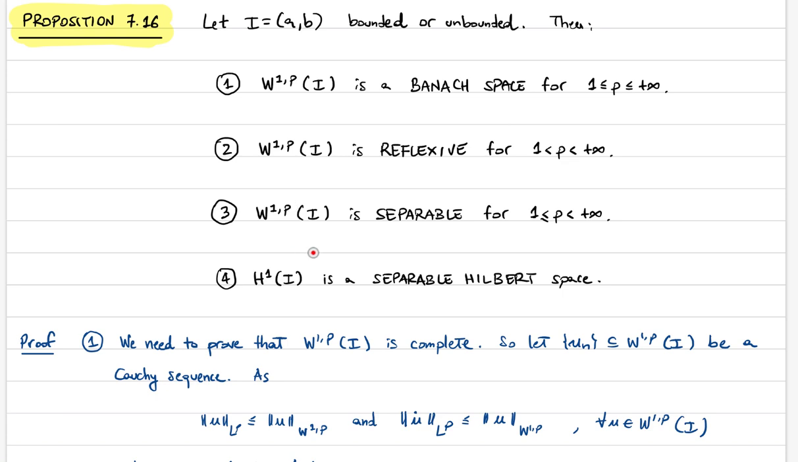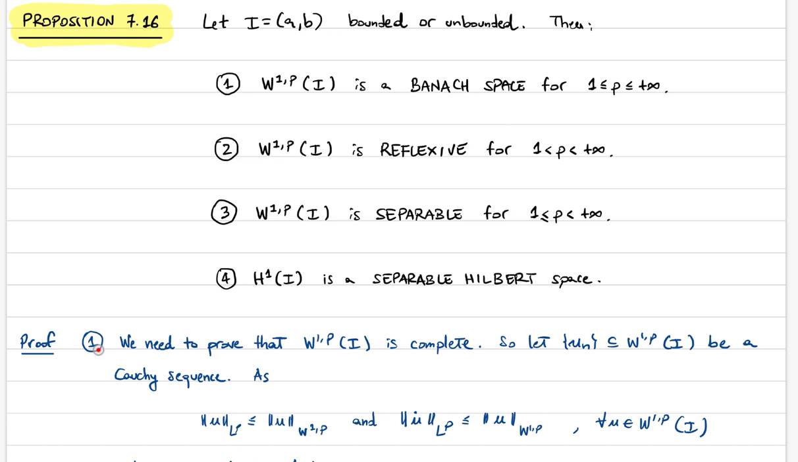Okay. Obviously, all of these properties, if you go back and look at the properties of LP spaces, you see that LP is reflexive exactly for these exponents, is separable exactly for these exponents, is also always a Banach space, and L2 is also a separable Hilbert space. So basically, this is telling you that these properties 1, 2, 3, and 4 will be inherited from the properties of LP spaces. So let's look at the proof.